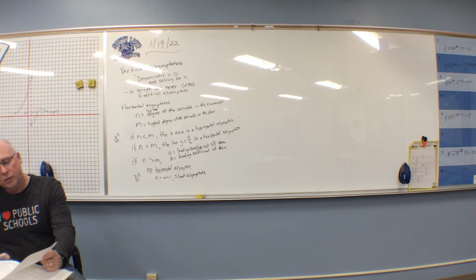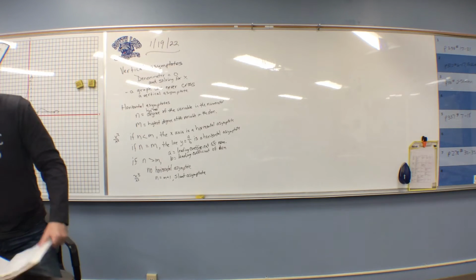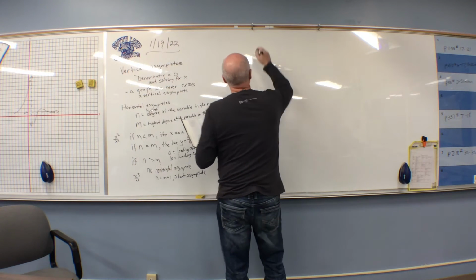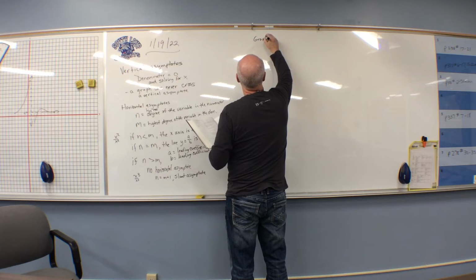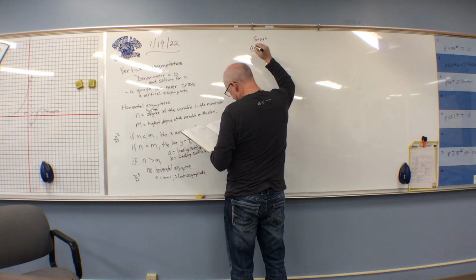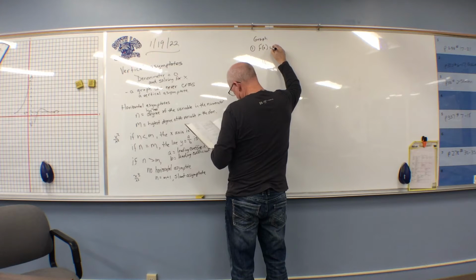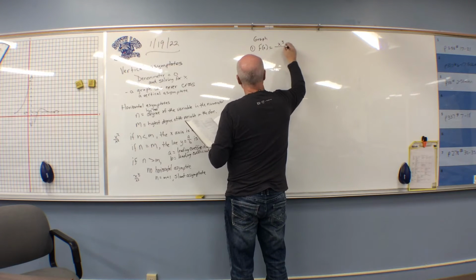Why don't we just graph this one? Just show you one with a slant asymptote, because it's kind of the odd form. Do you guys have graph paper? Yeah. Okay, I think Sophia and Izzy have it too.